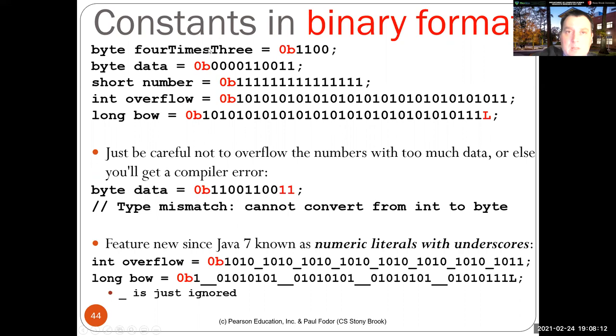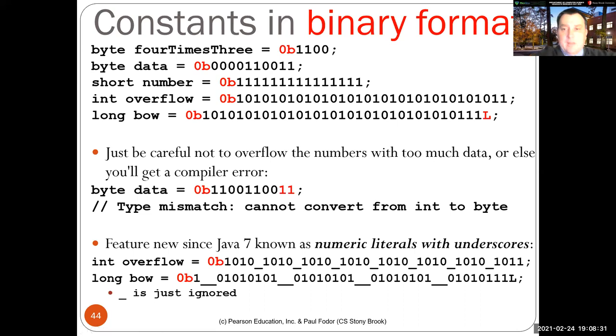So you can basically see here 1100 as a binary number starts with 0b. You can assign it to a byte. Similarly, you can assign data to another byte. You basically have to use 8 bits. That's what a byte is.